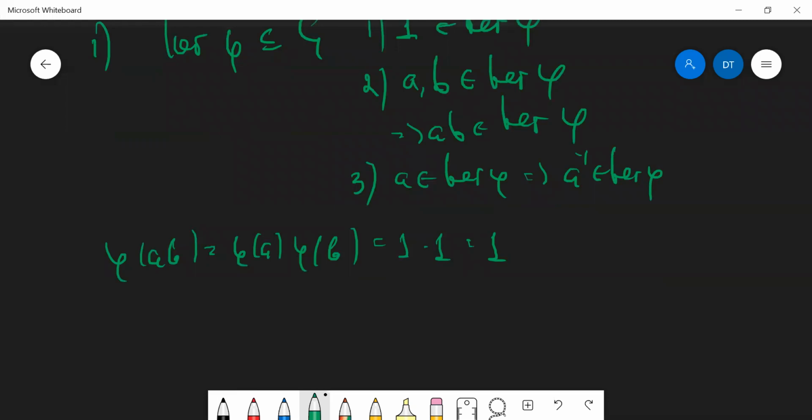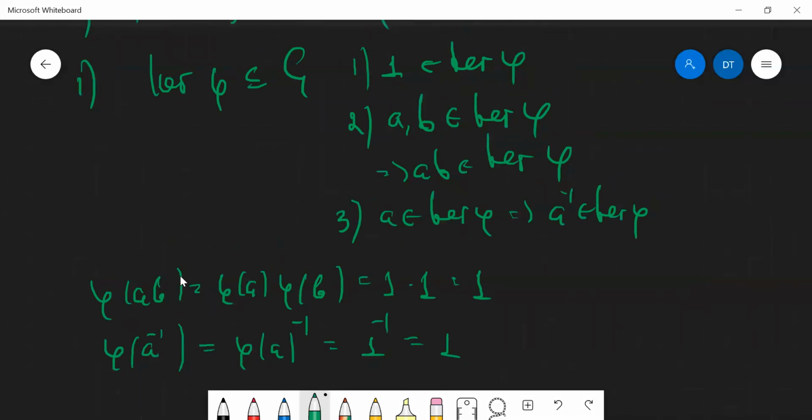And the third property: if we know that phi of A is equal to 1, then we want to check that phi of A inverse is equal to 1. But we know that a homomorphism preserves the inverse element. Since phi of A is 1, it's just 1 to the power of -1, and this is again 1. So this shows that AB and A inverse also belong to the kernel, so it satisfies all the properties of a subgroup. Are there any questions?